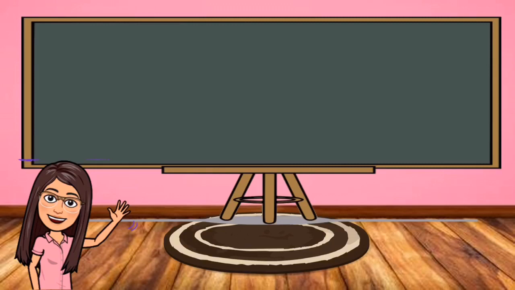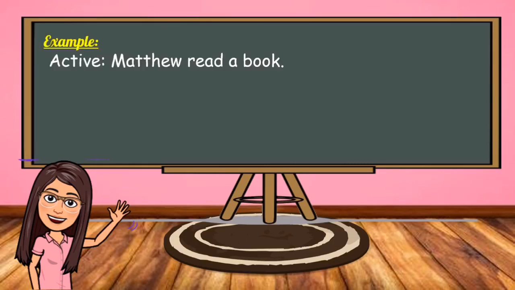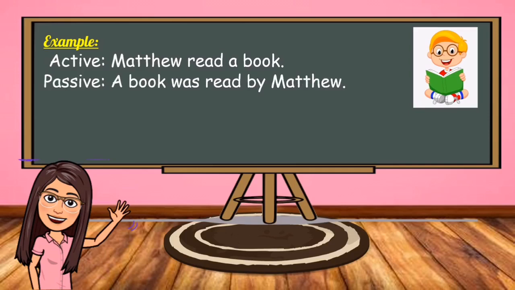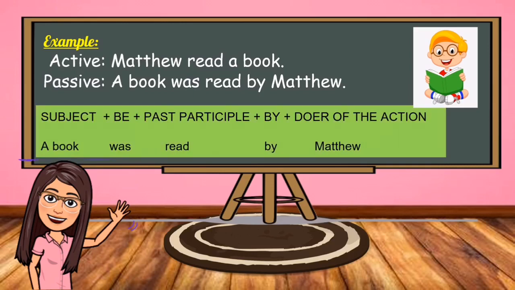Next we have Matthew read a book. The subject or the doer of the action is Matthew, the verb is read, and the object is book. Now in passive voice, a book was read by Matthew. Our subject or the receiver of the action is the book, plus the be verb was, plus past participle read, plus the preposition by, and Matthew who is the doer of the action.